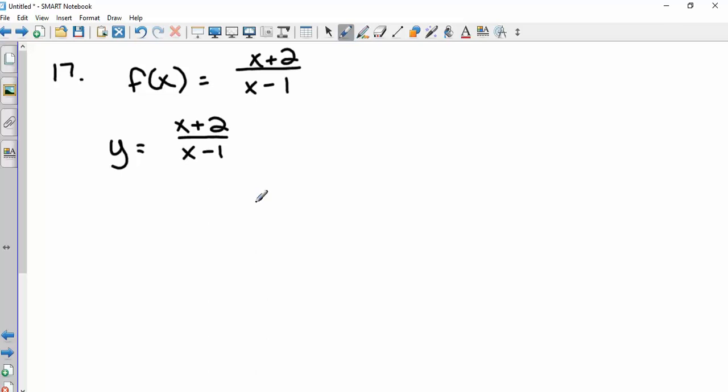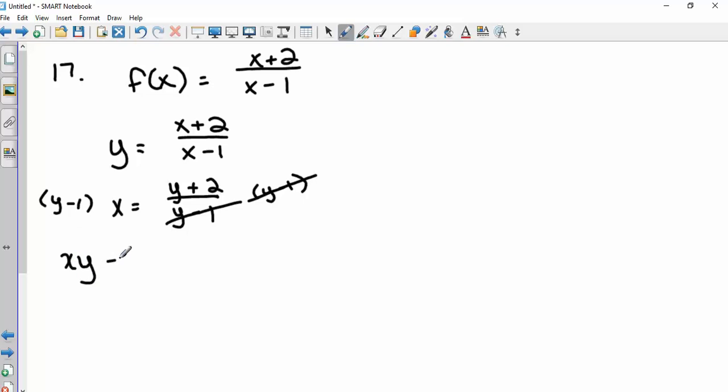Then what do we do? So this y becomes an x, and every x becomes a y. Now what do we have to do? We want to solve for y. We have to get that y by itself. So we need to get rid of our fraction. To do that, you always multiply by your denominator. So these cancel. Over here, if we distribute, we get xy minus x equals y plus 2.